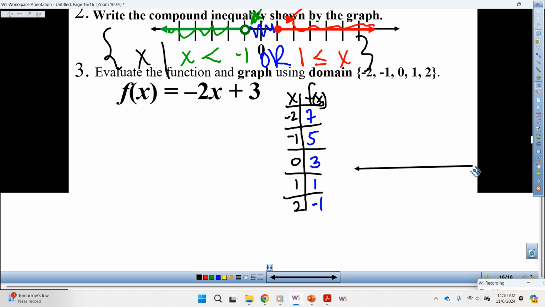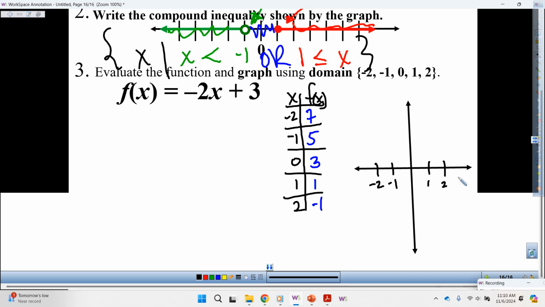Let's graph this. So my domain is from -2, 1, 2, to +2. Is that crooked or what? A little bit? Okay, let me fix it.